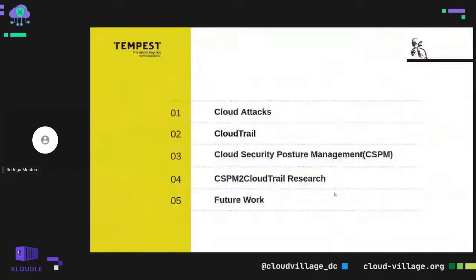Our agenda: we will do a brief review about cloud attacks, a very short overview of CloudTrail and CSPM, and talk about the research and some future work we are figuring out to do.